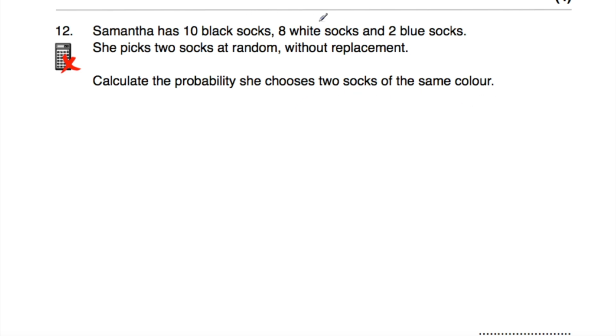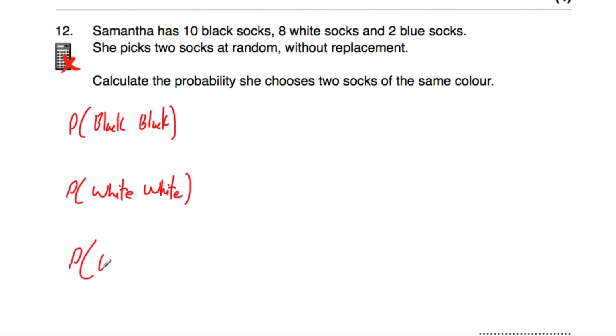So we've got black, white, and blue. So we want to find the probability of a black and a black. We want to find the probability of white and white. And we also want to find the probability of a blue and a blue. So we want to find those 3 possible outcomes and then add them together, and that'll be the probability that Samantha chooses 2 socks of the same colour. So let's work this out.